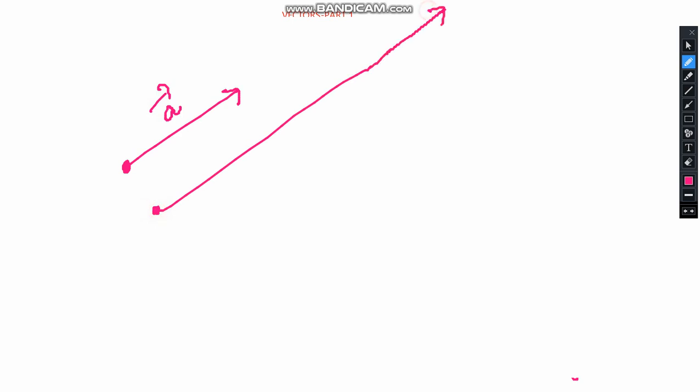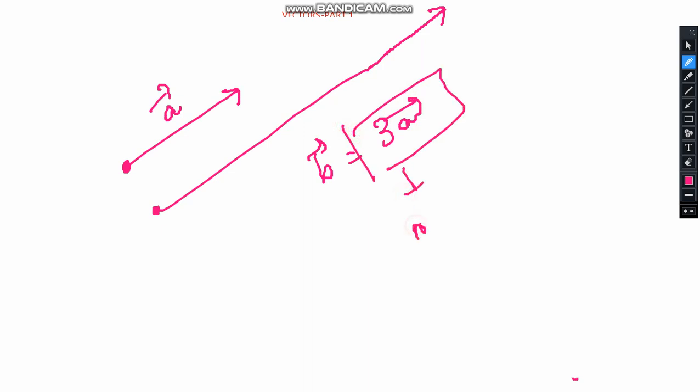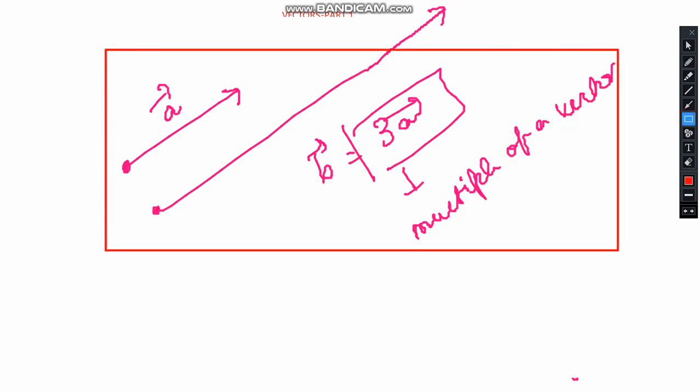Please note down. There is also multiples of vector. If this suppose is a vector and there is actually b vector like this, this big, which can be equal to 3a vectors. So this is basically multiple. So there is also multiple of a vector. Very useful, right? Understand the whole of this. Very useful concept.